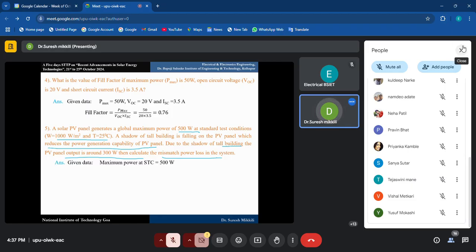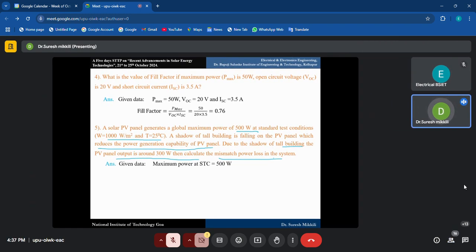Given is maximum power at standard test conditions is 500 watt. Maximum power under shading condition is 300 watt. So what is the formula for mismatch power loss? P maximum power at standard test condition minus P maximum power at partial shading condition by P maximum at standard test condition into 100. Mismatch loss percentage is how much?